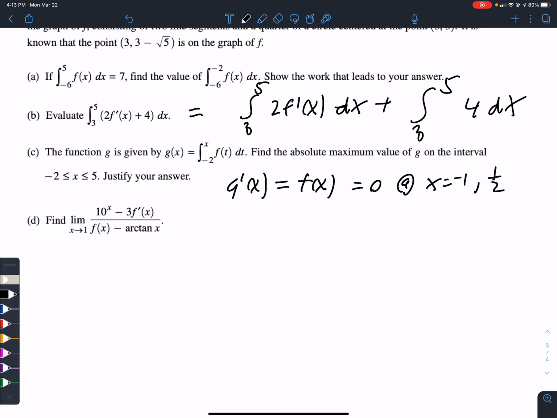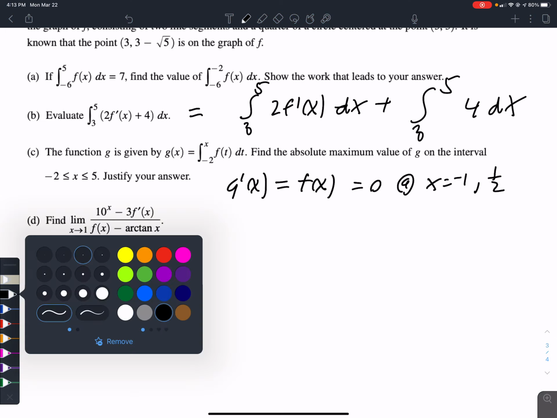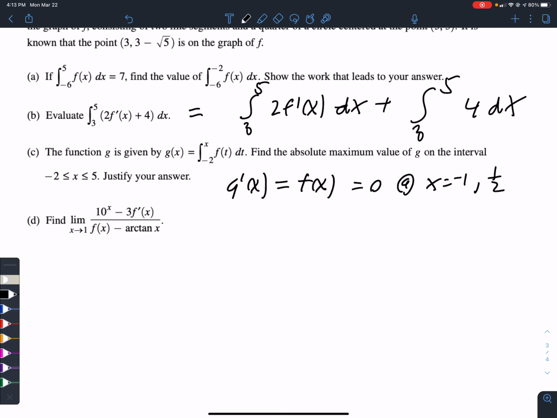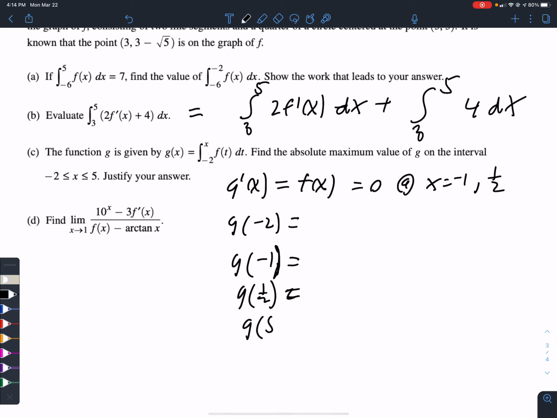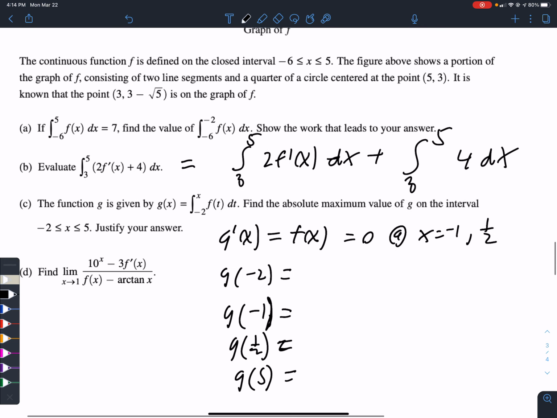Now I need to find the value of G at the endpoints. The left endpoint is -2, the critical point is -1 and 1/2, and the right endpoint is going to be 5. So if I can find the value of G at those 4 points, the highest one has to be the maximum, and the smallest one has to be the minimum.